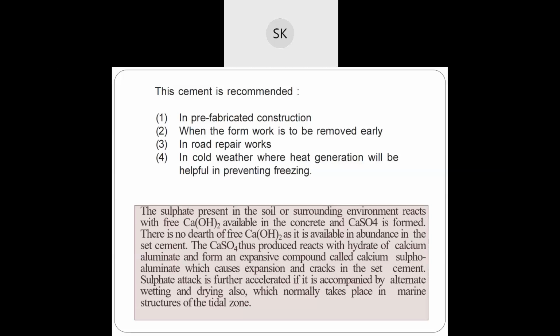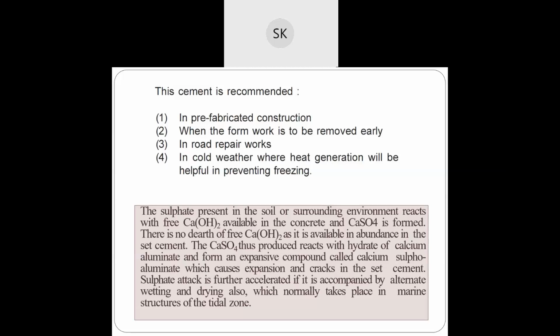Now they have explained a bit. The sulfate present in the soil or surrounding environment reacts with free Ca(OH)2 available in the concrete. The CH thus produced reacts with hydrated calcium aluminate and forms an expansive compound called calcium sulfoaluminate, which causes expansion and cracks in the set cement. Sulfate attack is further accelerated if it is accompanied by alternate wetting and drying, which normally takes place in the tidal zone of marine structures. So it is saying in large construction, marine construction, or bridge piers.